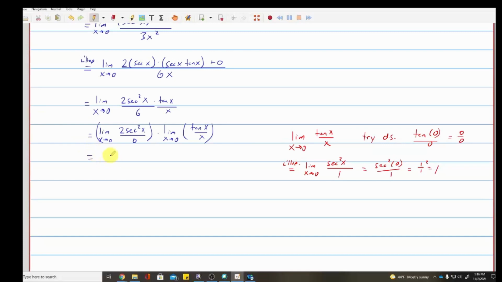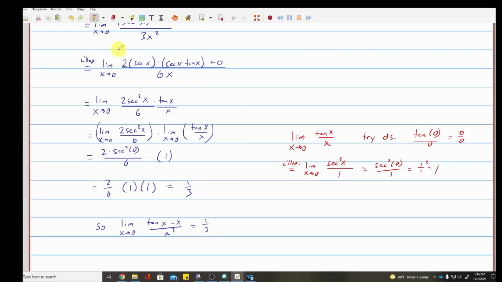So coming back here, I have 2 times secant squared of 0 over 6 times 1. Secant of 0 is 1, so I get 2 over 6 times 1 times 1, and 2 sixths is a third. So our original limit is equal to 1/3.